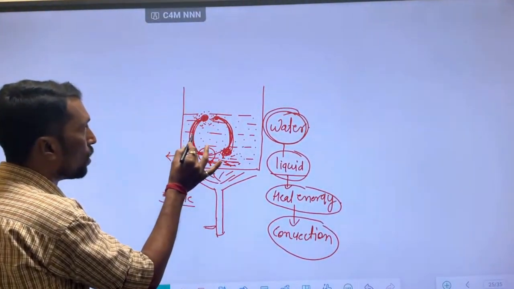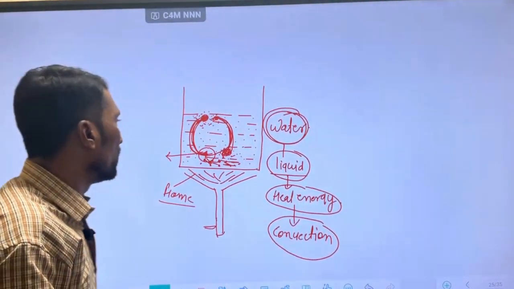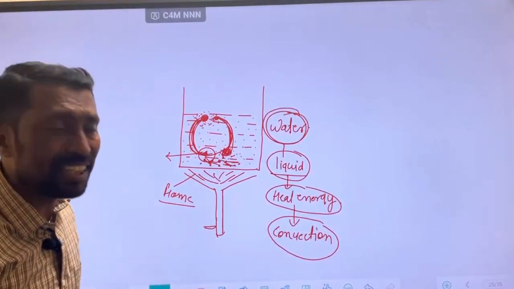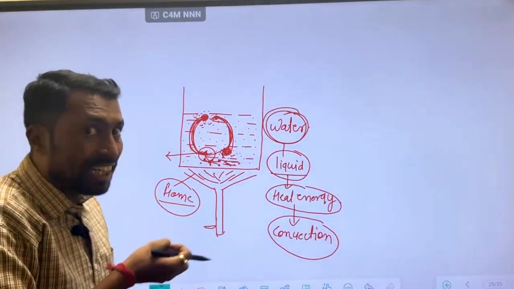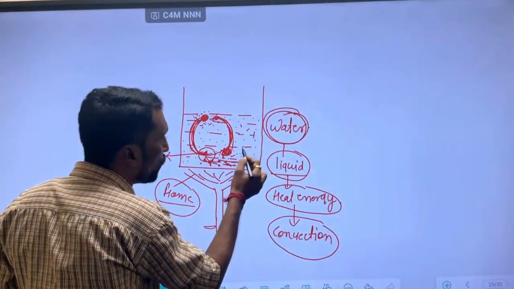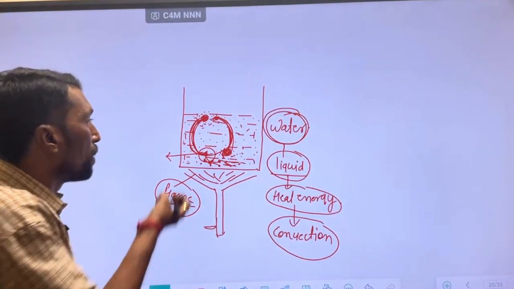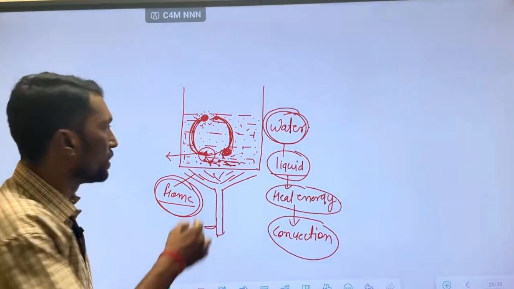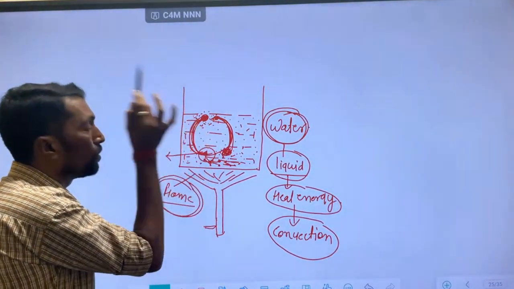This process and these circles are continuous. Due to that, each and every particle gains the heat energy absorbed from the flame. Due to that, all the water molecules present in that container are heated up by absorbing the heat energy from the flame. As soon as they absorbed the heat energy from the flame, they went up. And this is a continuous flow.